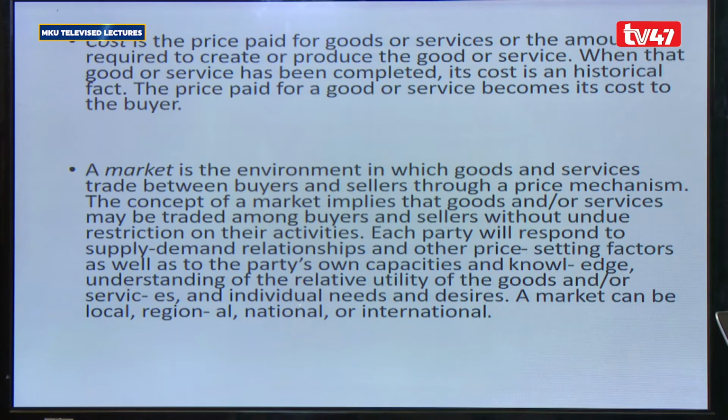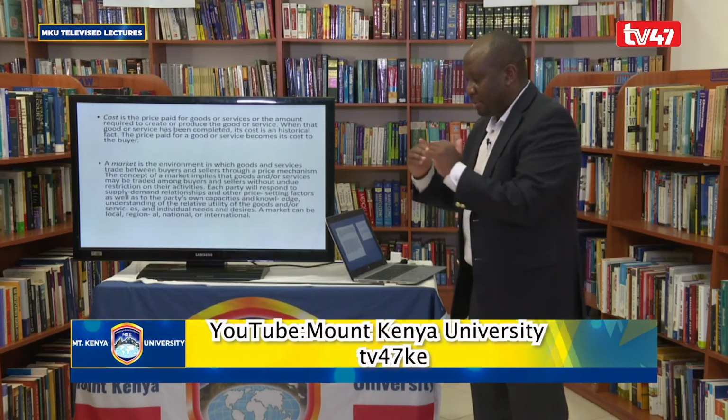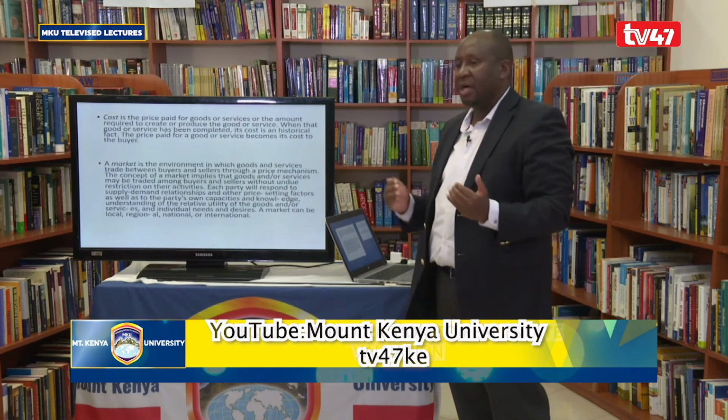So one can say it will cost me this to make this house, or it will cost me to provide you this valuation service. Or it could be it cost me, that means I paid this price. All right? When that good or service has been completed, its cost is a historical fact. The price paid for a good or service becomes its cost to the buyer. So when the buyer is saying it cost me, it means he or she already paid. The one producing saying it will cost me, it means they are producing. They will incur that cost.